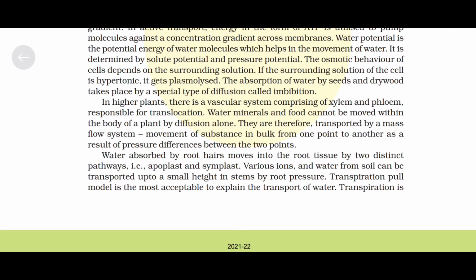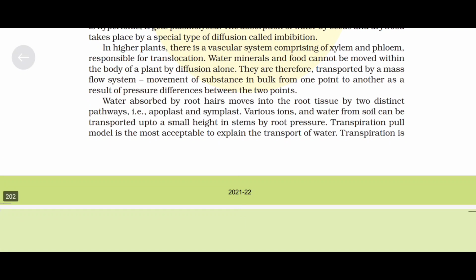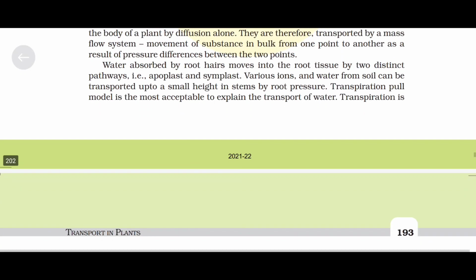In higher plants, there is a vascular system comprising of xylem and phloem, responsible for translocation. Water, minerals, and food cannot be moved within the body of a plant by diffusion alone. They are therefore transported by a mass flow system, movement of substance in bulk from one point to another as a result of pressure differences between the 2 points. Water absorbed by root hairs moves into the root tissue by two distinct pathways, that is apoplast and symplast. Various ions and water from soil can be transported up to a small height in the stems by root pressure.